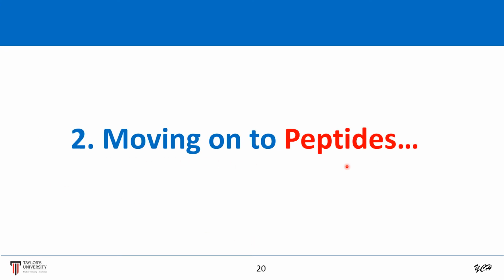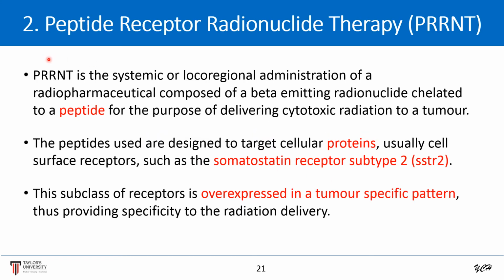And then research moved on to peptides. And that brings us to peptide receptor radionuclide therapy, in short PRRNT or PRRT. Peptide receptor radionuclide therapy is a systemic or local regional administration of a radiopharmaceutical composed of a beta-emitting radionuclide coupled to a peptide for the purpose of delivering cytotoxic radiation to a tumor. The peptides used are designed to target cellular proteins, usually cell surface receptors, such as the somatostatin receptor subtype 2, SSTR2.